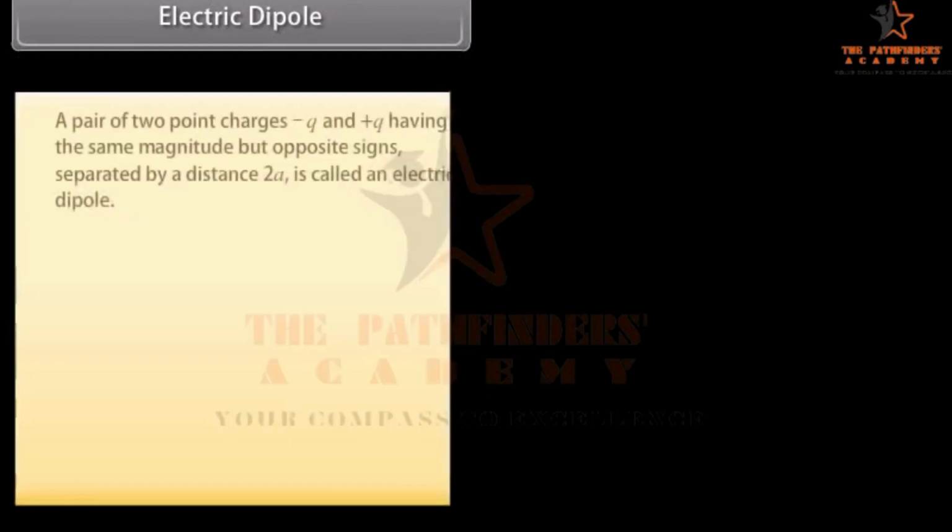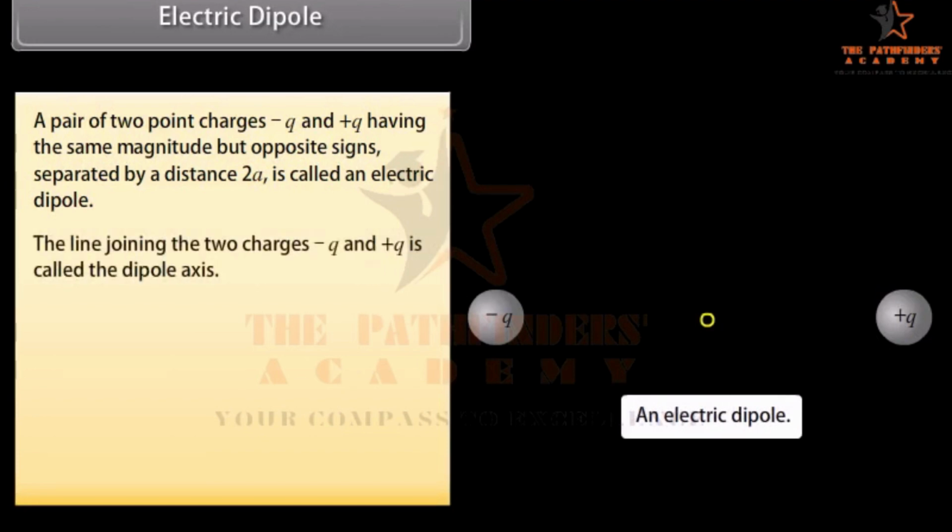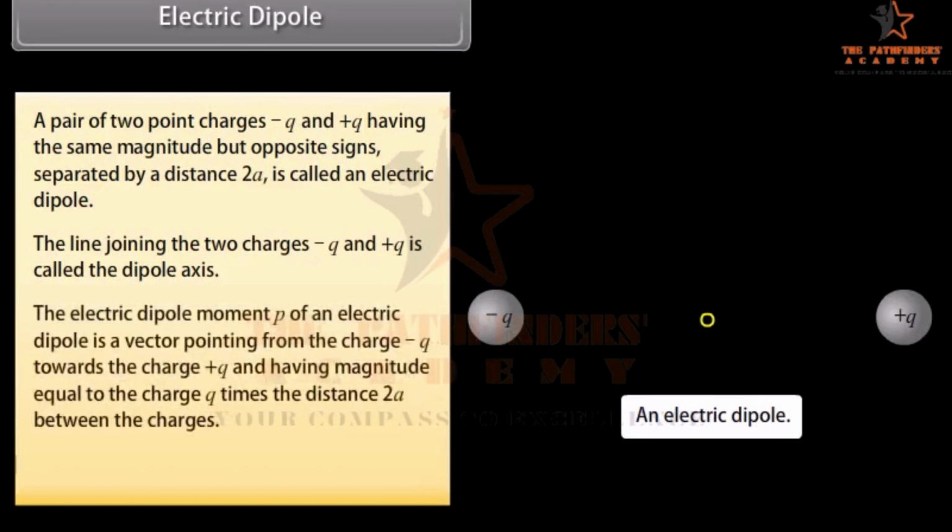Electric dipole. A pair of two point charges, minus q and plus q, having the same magnitude but opposite signs, separated by a distance 2a, is called an electric dipole. The line joining the two charges, minus q and plus q, is called the dipole axis. The electric dipole moment P of an electric dipole is a vector pointing from the charge minus q towards the charge plus q and having magnitude equal to the charge q times the distance 2a between the charges. P is equal to 2aq P cap.